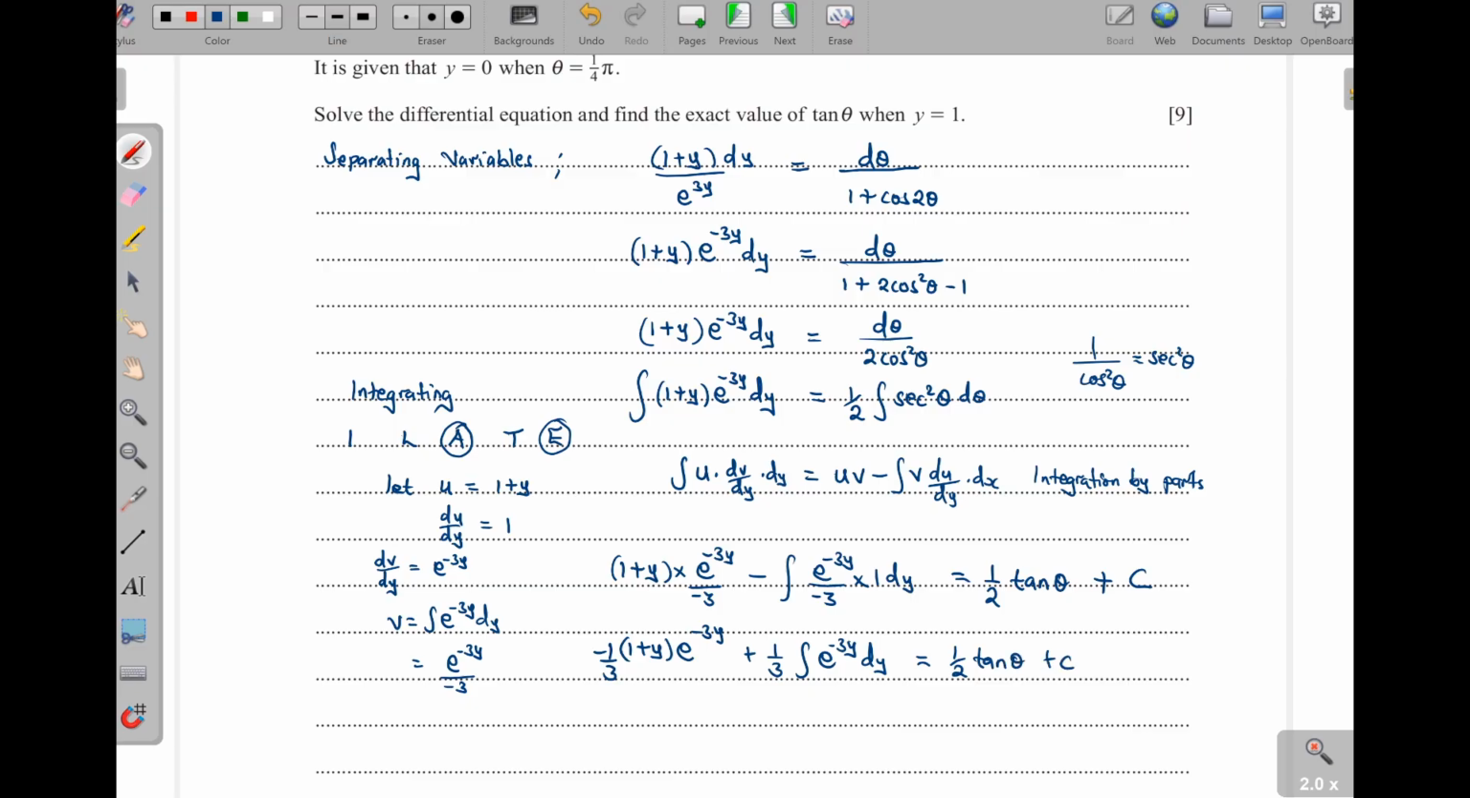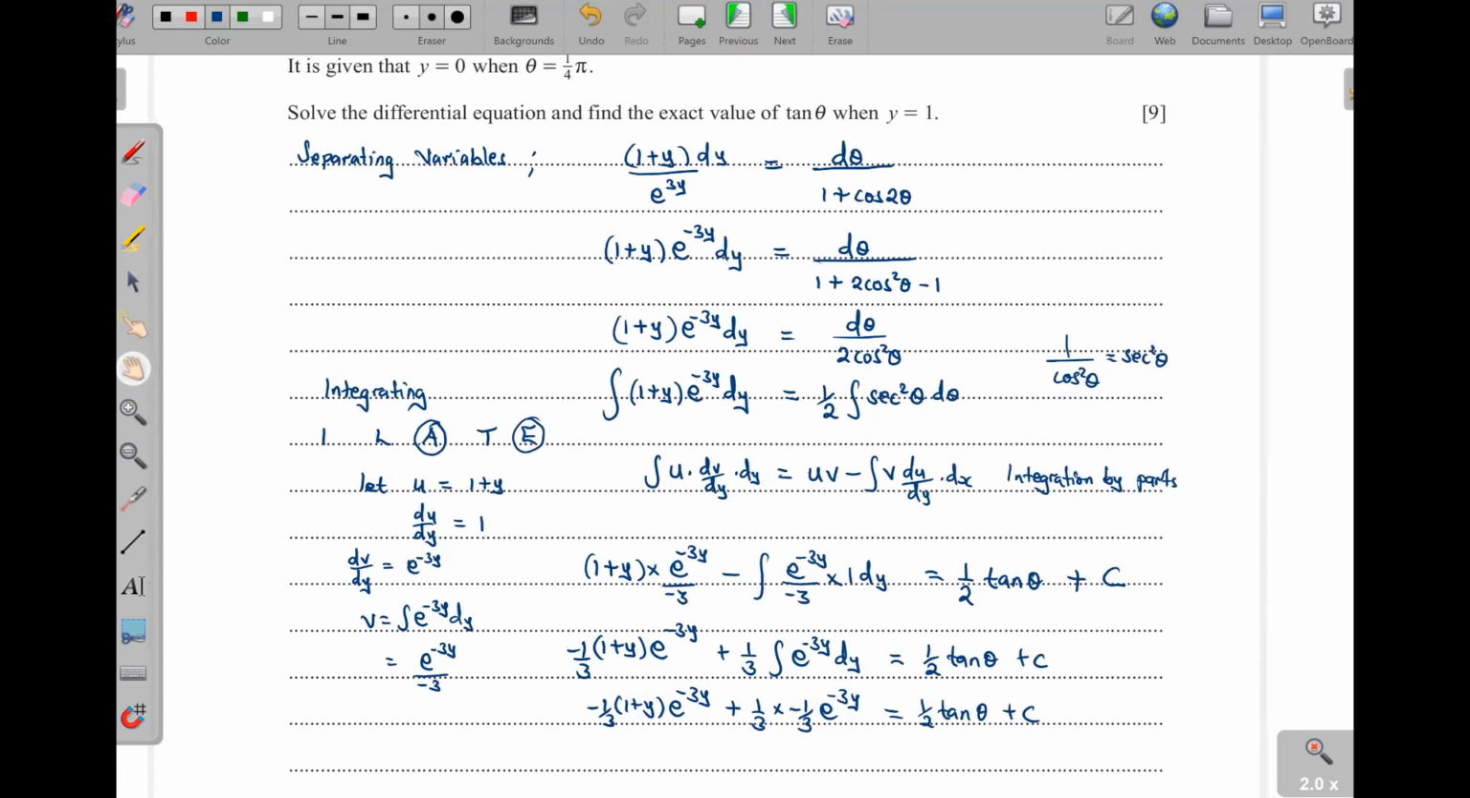But you know that when you integrate this, we got this one here. Not so? So you have negative a third of 1 plus y, then e to the power of negative 3y, then plus, this is a third, then times negative a third, then e to the power of negative 3y, then this one is equal to a half, then the tan of theta, then plus c.